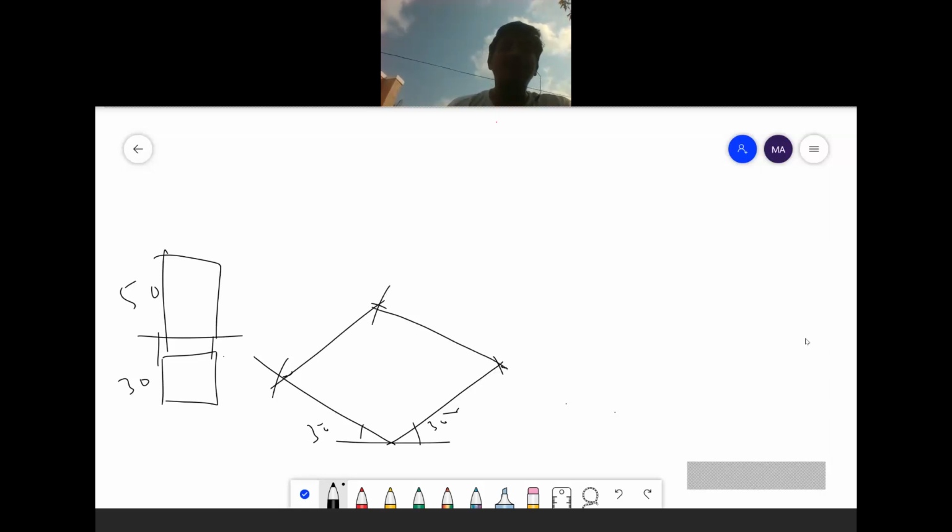This one will be the 30 mm square. Then the given height is 50. From here I will extend 50 mm, I will extend 50 mm here, and again from here I will extend 50. I will join all these sides.